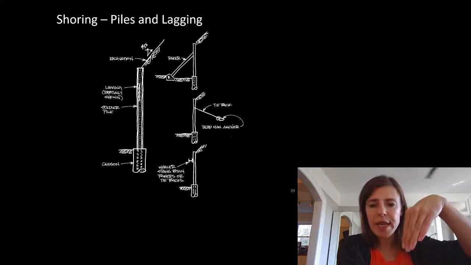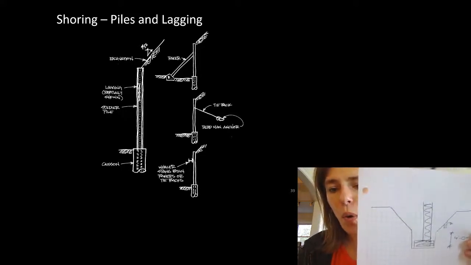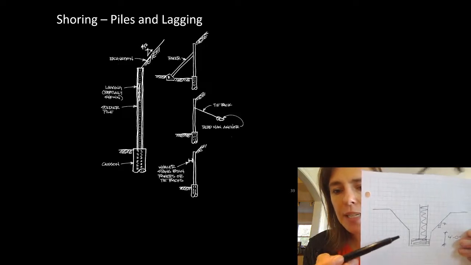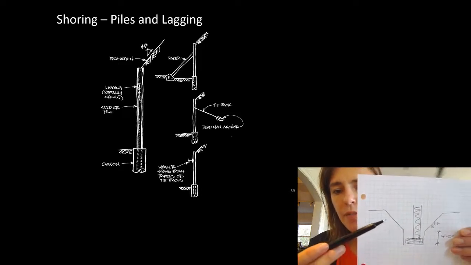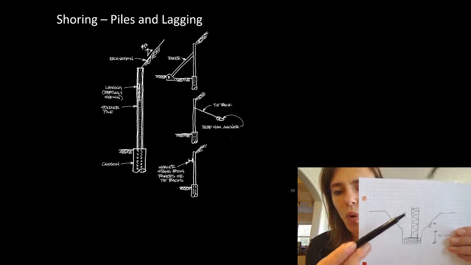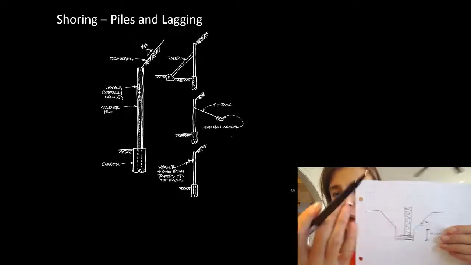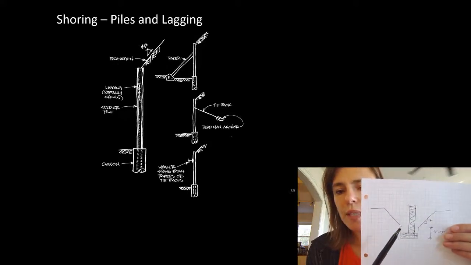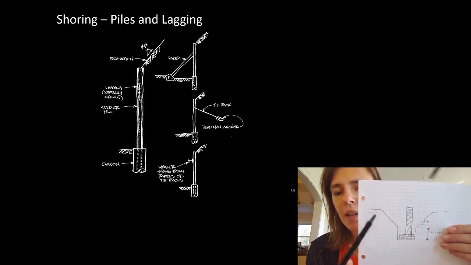We can dig straight down in most soils 4 feet. But if we need to dig down further than that, we have to slope our ground at a 7 to 10. If you dig too deep of a hole, that soil is going to fall into your hole. So we dig back at a 7 to 10 slope.